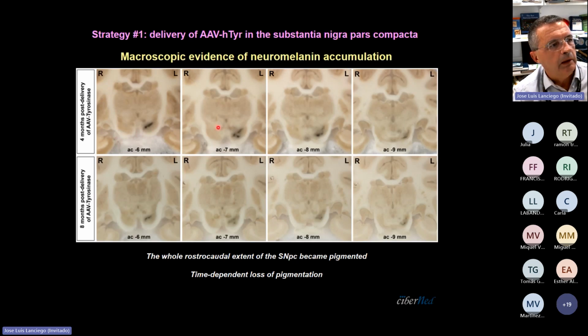You can see pigmentation of the substantia nigra in these monkeys, even macroscopically. These are pictures taken with a cellular phone on the microtome, where you can see that the entire substantia nigra from rostral to caudal levels became pigmented. In the left substantia nigra is where we delivered the AAV, and the control AAV went to the contralateral substantia nigra. And the entire substantia nigra is pigmented.